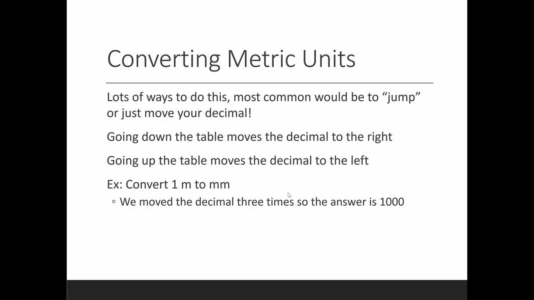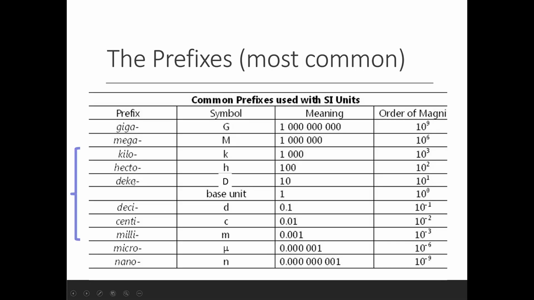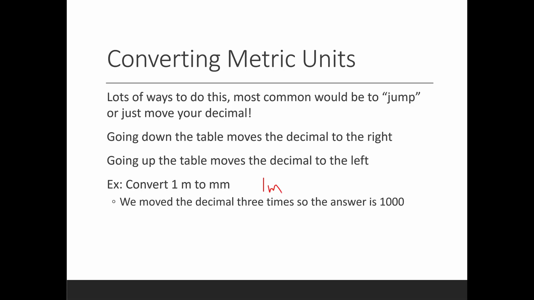If we convert 1 meter to millimeters, so meters to millimeters, meters is here, millimeters is down here. We are going to make 1, 2, 3 jumps. We are going to take that 1, pretend there's a decimal there, and move it 3 times to the right. And now we get 1,000.